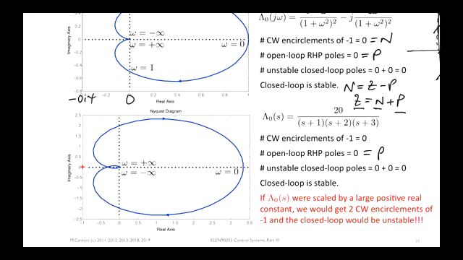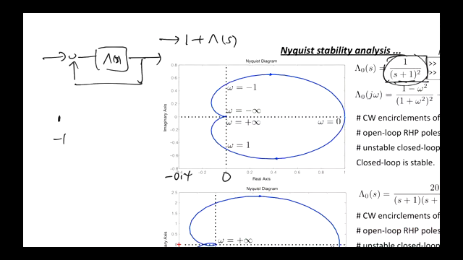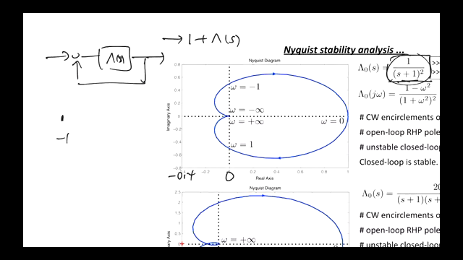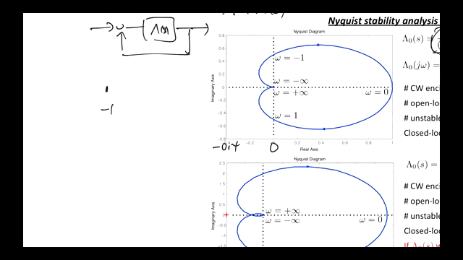Now, how many clockwise encirclements of the critical point -1 do we get? Well, we get none. So n is equal to 0, and so we get z, which is n plus p, equal to 0. So if we grab this transfer function and close the loop around it, we'll get a stable closed loop. Let's think about this situation.